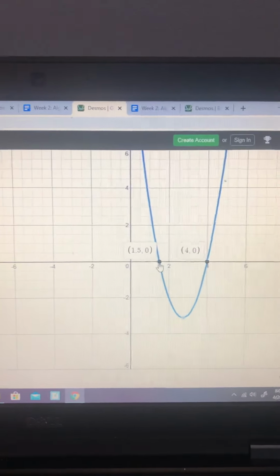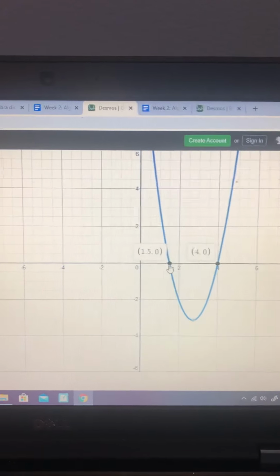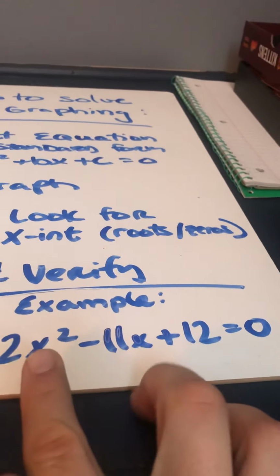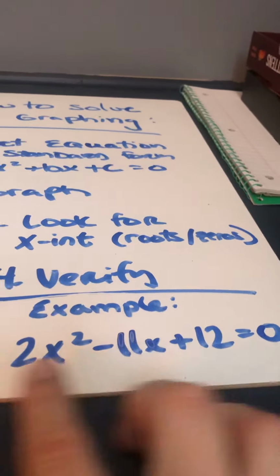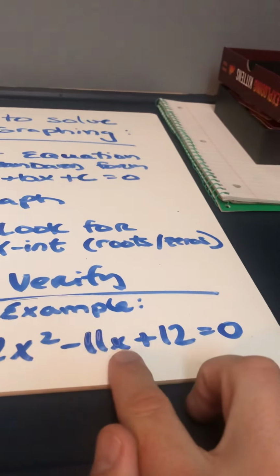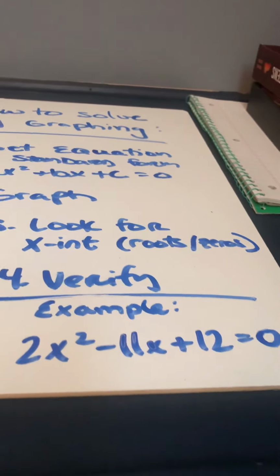One of them occurs right here at 4, and the other one occurs right here at 1.5. So our solutions to this quadratic equation are x equals 4 and x equals 1.5. If I plug those back in here for this x and this x, if I plug in a 4 and a 4, this would make a true statement, 0 equals 0. If I plugged in a 1.5 and a 1.5 and simplified, it would say 0 equals 0. Therefore, I know I'm correct, and I'm good to go.